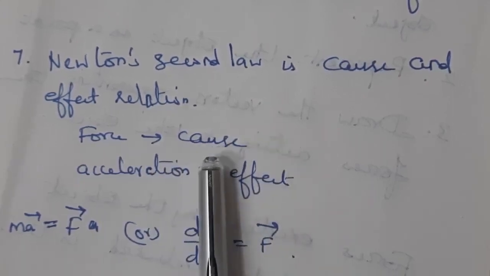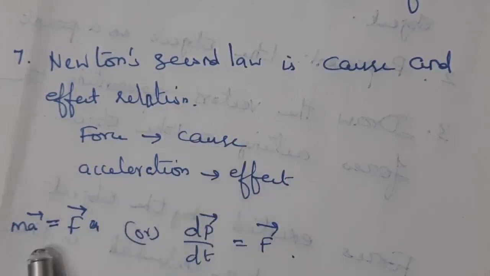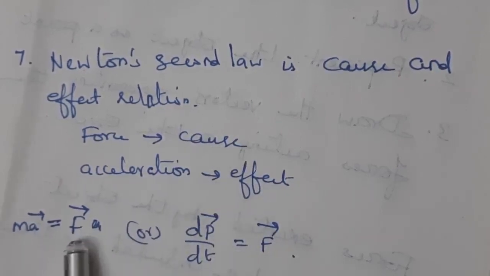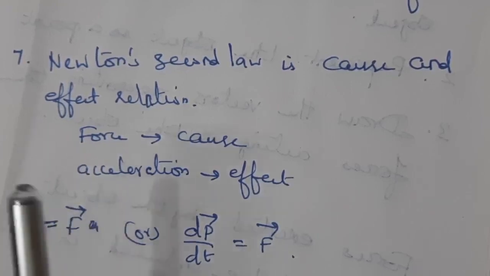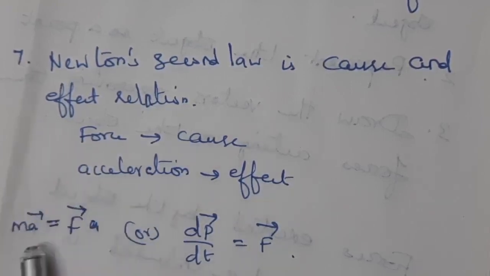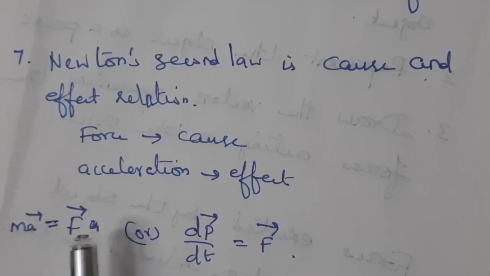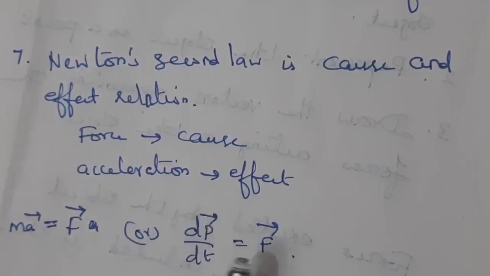So the correct way of writing Newton's second law is ma vector equal to F vector instead of F vector equal to ma vector. The correct way of writing Newton's second law is ma vector equal to F vector, or else dp vector by dt is equal to F vector.